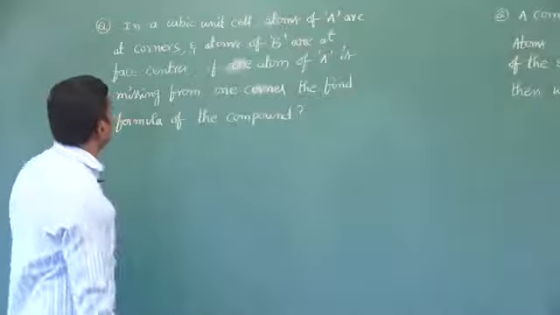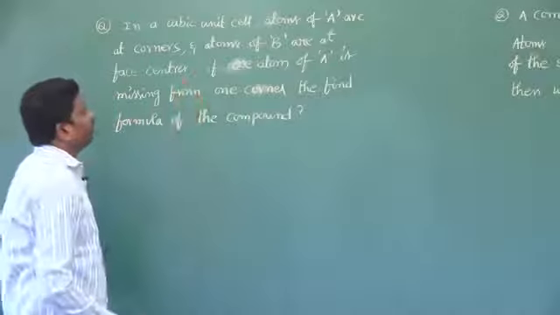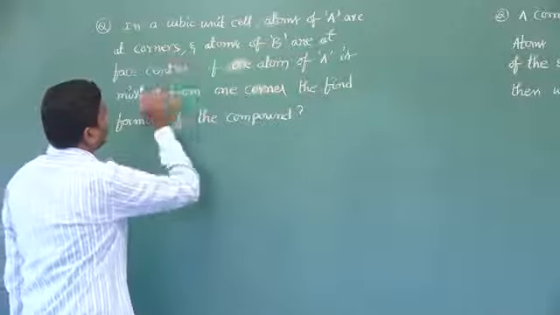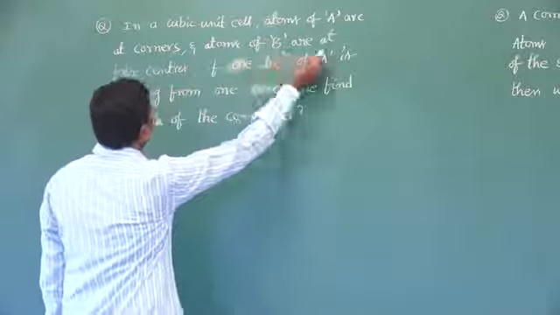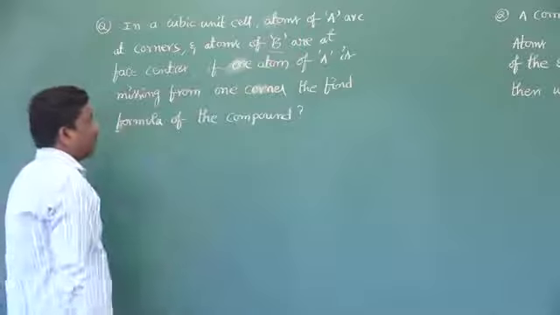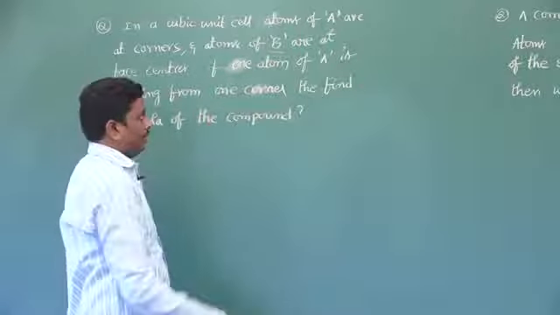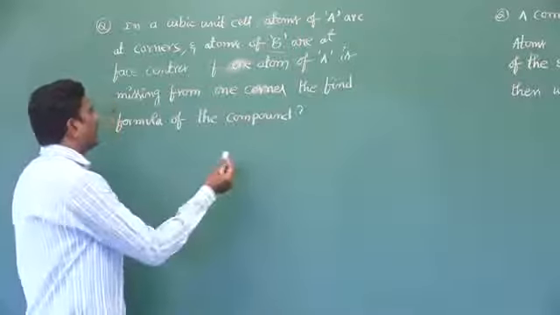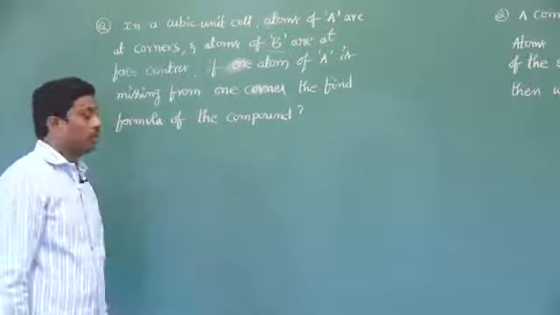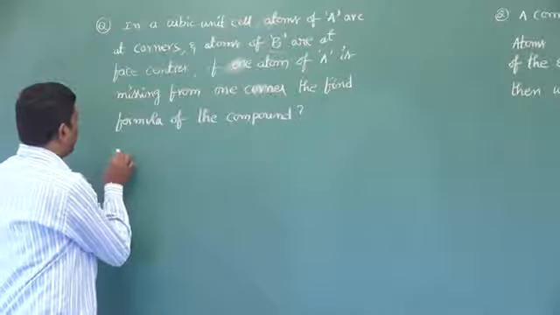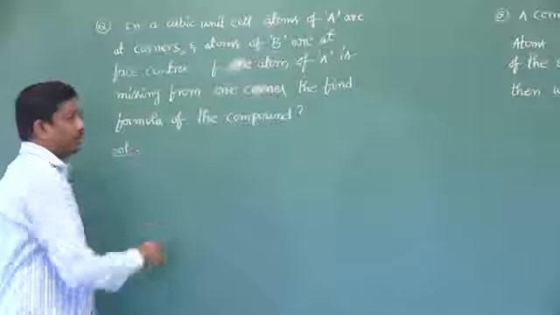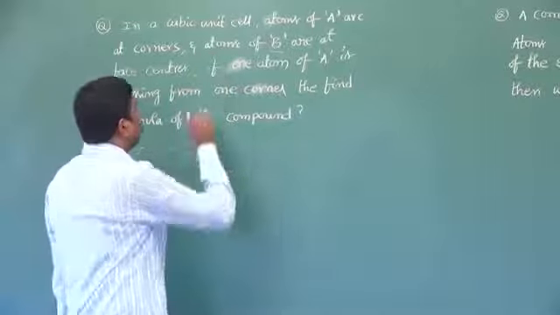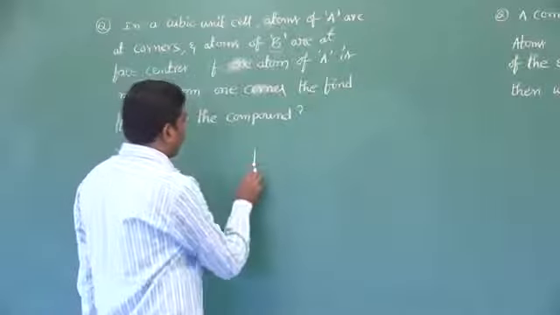See, next question. In a cubic unit cell, atoms of A are at corners and atoms of B are at face centers. If one atom of A is missing from one corner, then find the formula of the compound. To solve this question, if you draw a diagram, we will get some idea. Now see, a cubic unit cell means a simple cube.